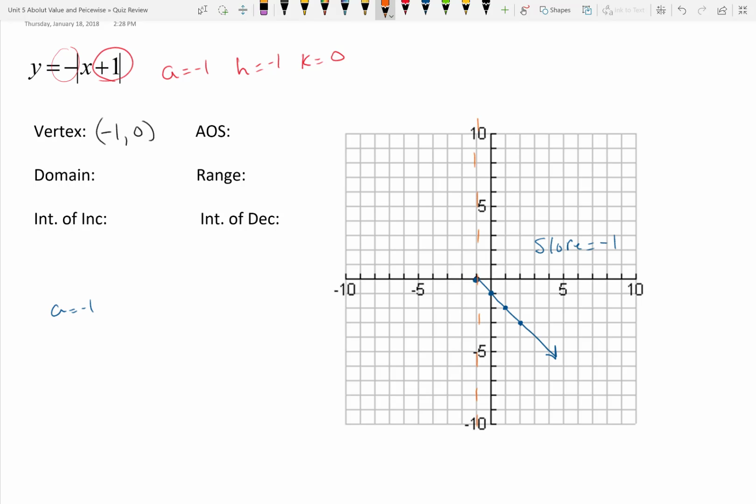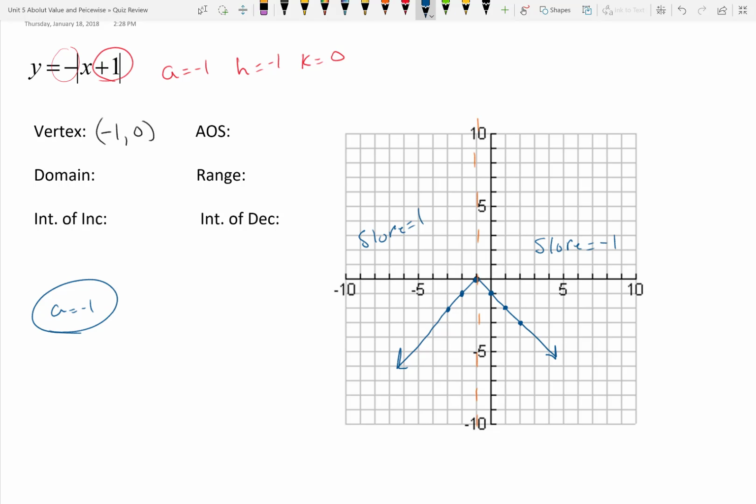Now, the slope on the other side, the slope on the left-hand side, is going to be the opposite of a. So my slope over on this side will be +1. So since I am reflected, I'm going to be going down 1, left 1, down 1, left 1. As many points as you need to get your line. But here you see we have a positive slope. So that's a reflection. In this case, it actually is over the x-axis.